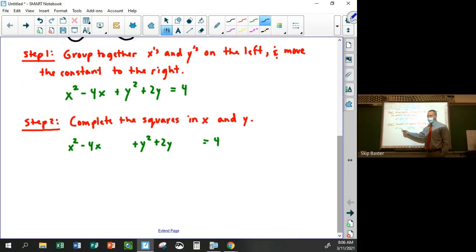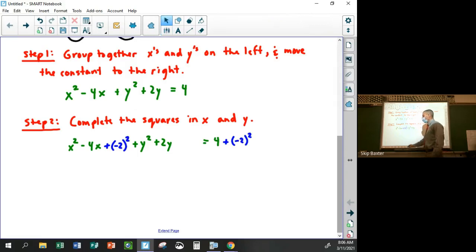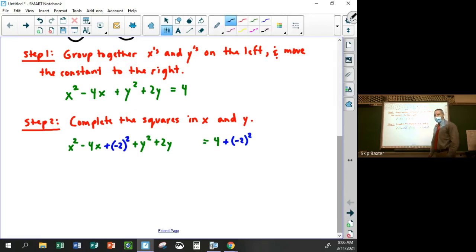What's that going to be? What's half of the coefficient of x here? Negative 2. So I'm going to add negative 2 squared here. And I have to add the same thing over here, negative 2 squared. And then to complete the square in y, I'm going to take half the coefficient of y, which is 1, and I'm going to add 1 squared to both sides of the equation.